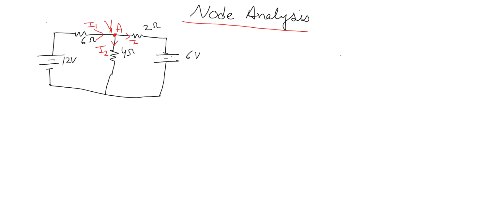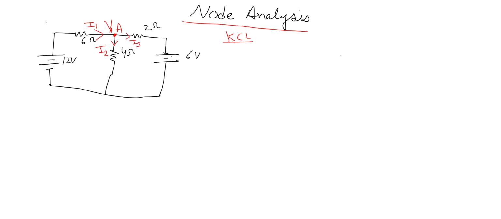Now, as per KCL, that is Kirchhoff's current law, the current entering into the node should be equal to current leaving from the node. So whatever current is entering into the node should be same as current leaving from the node.